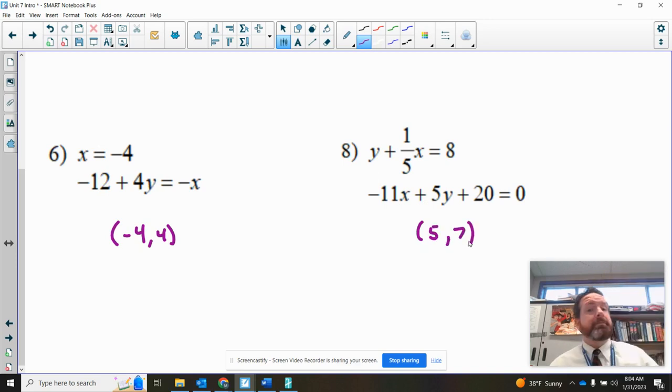Very important that when you're writing your ordered pair, you put it in parentheses, comma in between, and make sure you don't accidentally mix up your numbers. All right, check your answers on the back as you go, and as you have questions, ask a classmate or a teacher.